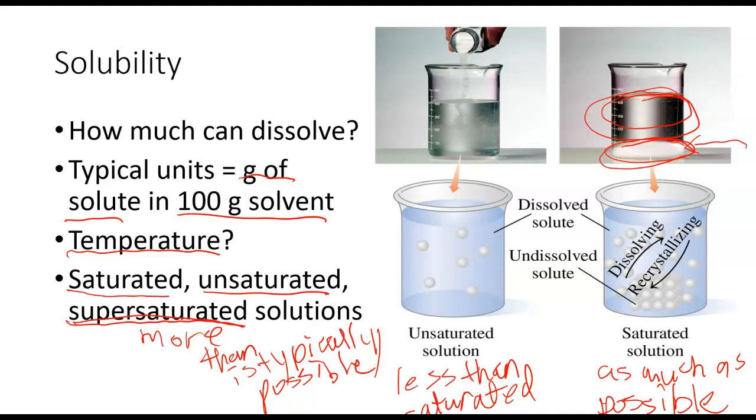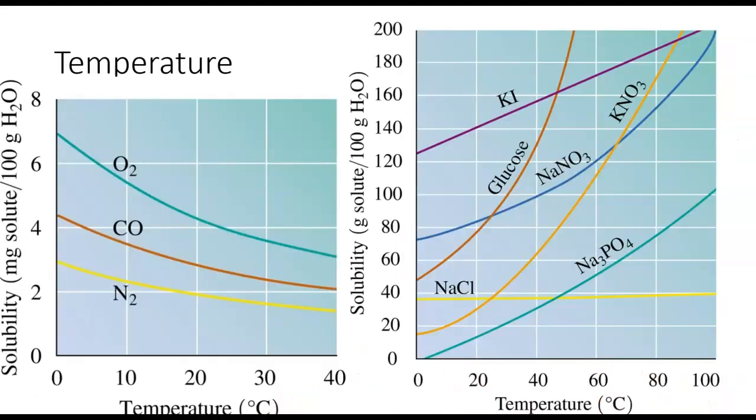Let's take a look at how solubility is affected by temperature. Here we have the milligrams of gases dissolved in 100 grams of water. Notice that as the temperature increases, the solubility of the gas goes down. It decreases as the temperature increases. You can think about this as the soda going flat effect. If you have a soda that you leave out, as it warms up, it's going to have less of the gases dissolved.